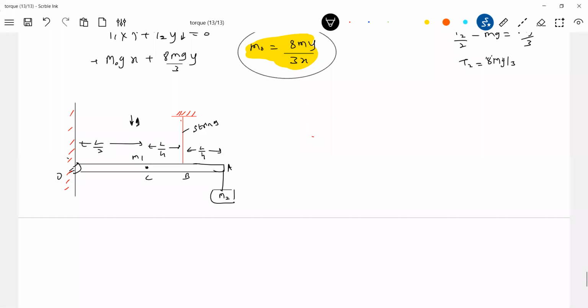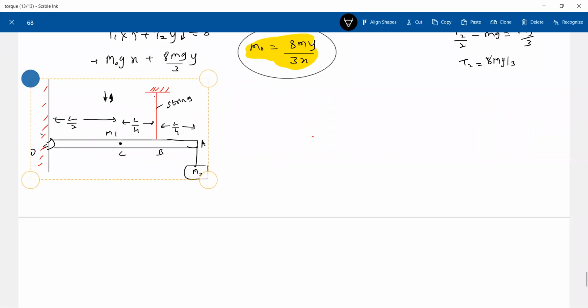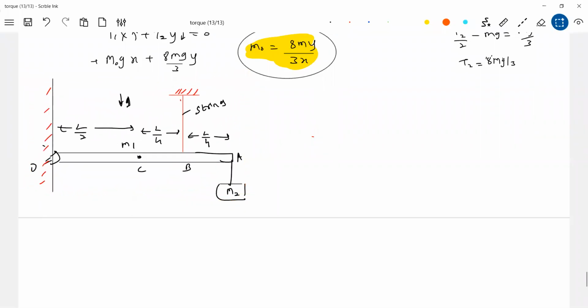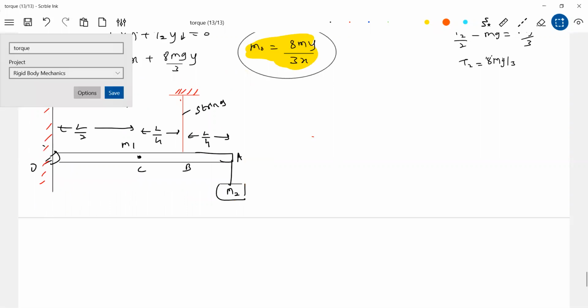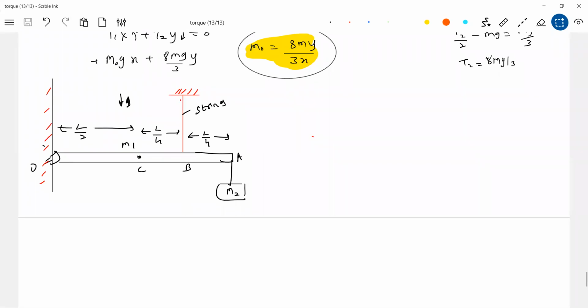What are the forces that will be acting on the rod? What are the various forces that are acting on the rod? And I think all of you are able to see clearly. Go for free body diagram.